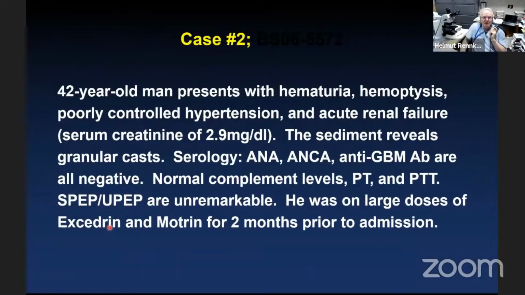This is a second case that is illustrative of this problem. A 42-year-old man presents with hematuria, hemoptysis, poorly controlled hypertension. Here you have the hypertension again. The serum creatinine is 2.9 already. The serology was negative. Everything else is normal. He was on large doses of Excedrin and Motrin for the last 2 months prior to admission.